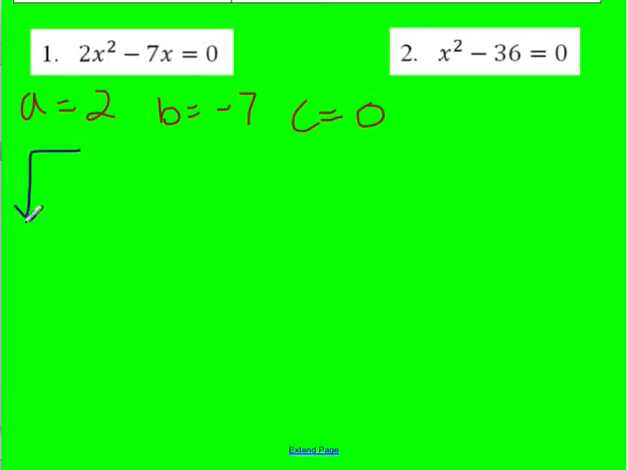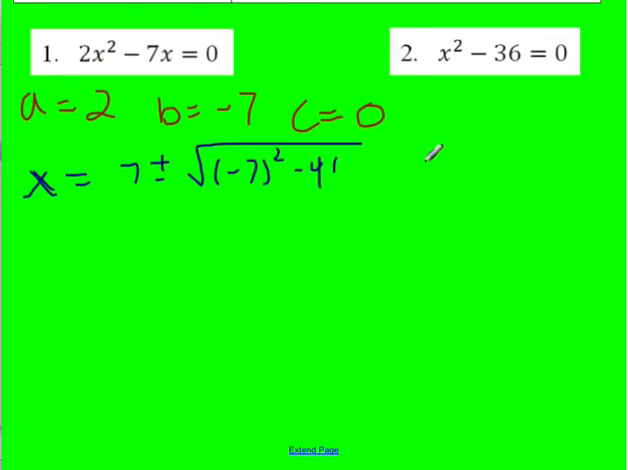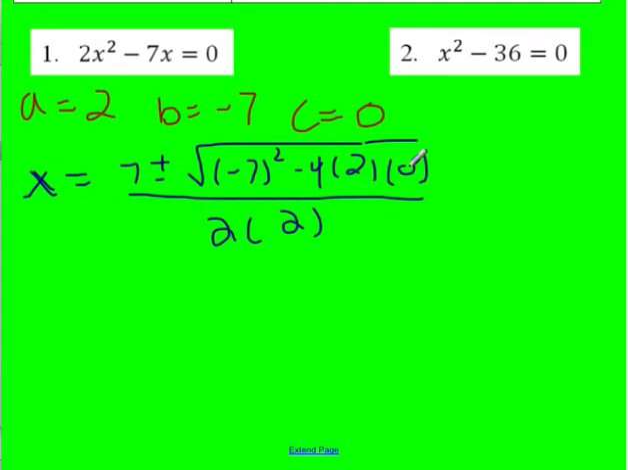Oops, we don't need a radical quite yet. So we're going to do x is equal to the opposite of b. Well, since it's a negative b, we're going to write positive, plus or minus the square root of b squared minus 4 times a times c, all of that over 2 times a. Should be a 0 there.